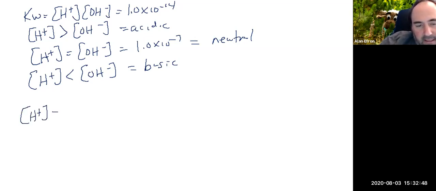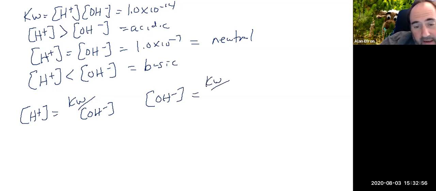You're going to take Kw divided by OH minus to get H plus. OH minus is Kw divided by H plus. So really they're both the same. As we talked about many times in this chapter, you definitely want to make sure that you are using your exponent button. Otherwise, you will find yourself off, especially when you're using logs and stuff like that.